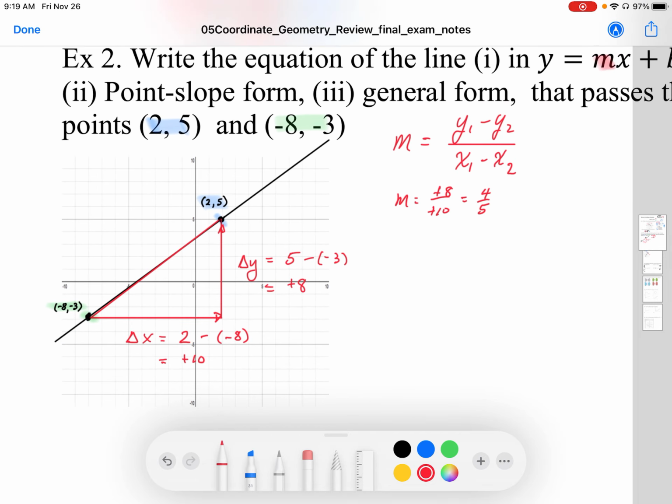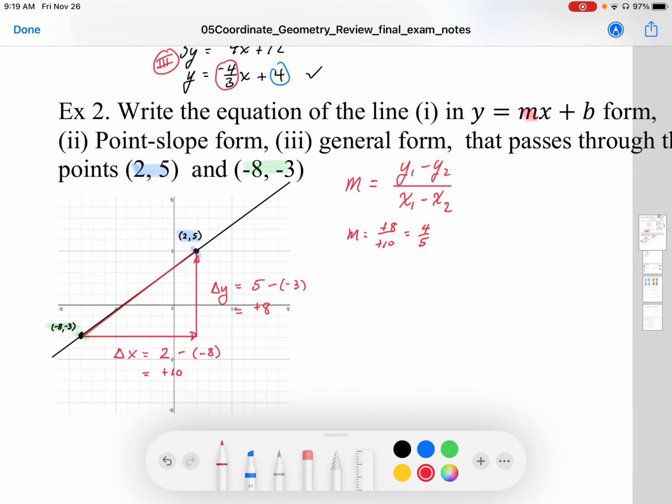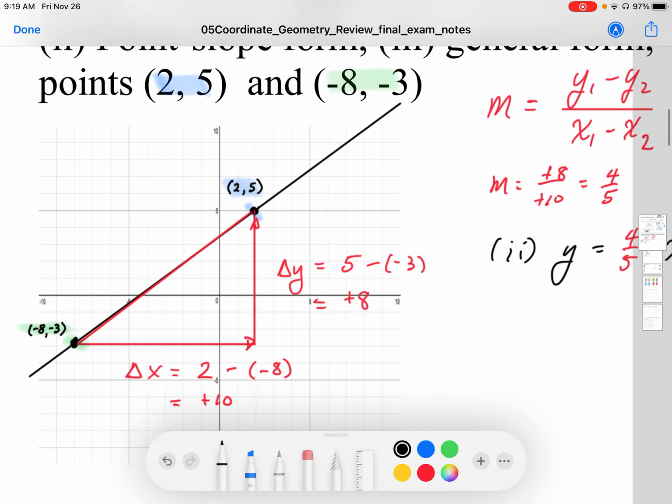So that's the most important part. The rest of this can be fairly straightforward. Now, the easiest form to use is the point slope form. Although we may not be as familiar with it, it really is the easiest form to use. So I'm going to start with the point slope form: y equals my slope, 4/5, times x minus. Now for the point that I'm going to use, it doesn't matter if I use (2, 5) or (-8, -3).